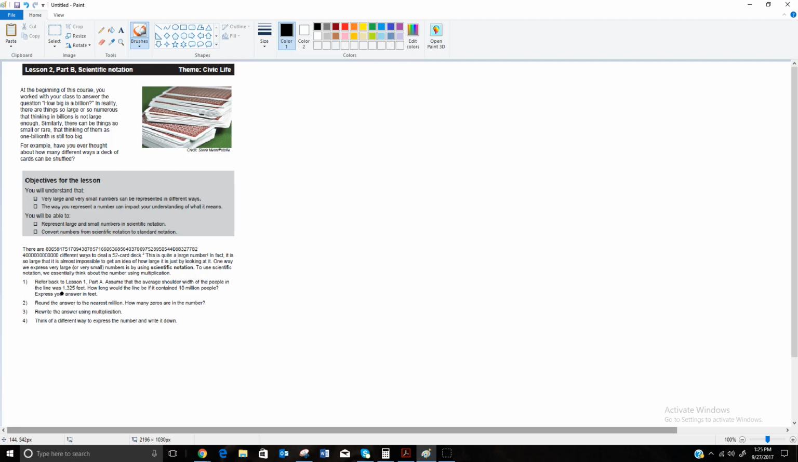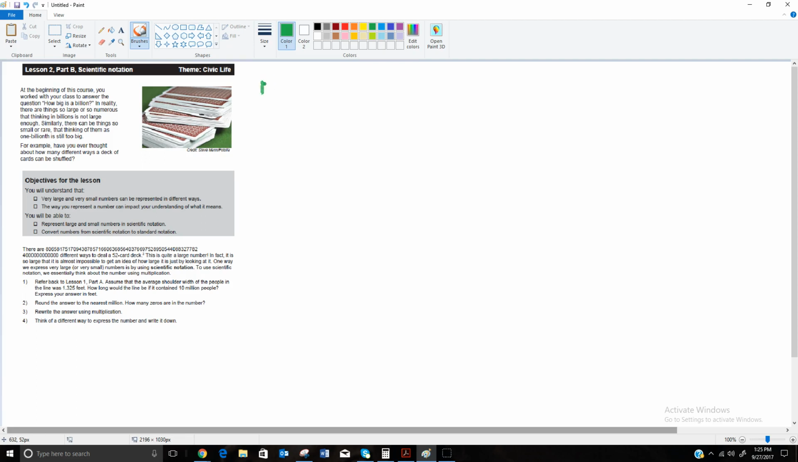So we're going to go back and think about our lesson that we had before. And we're going to assume that the average shoulder width of people on the line was 1.325 feet. We actually used 1.5 feet, but we'll use the number that they have here just to stay consistent. So it says, how long would the line be if it contained 10 million people?